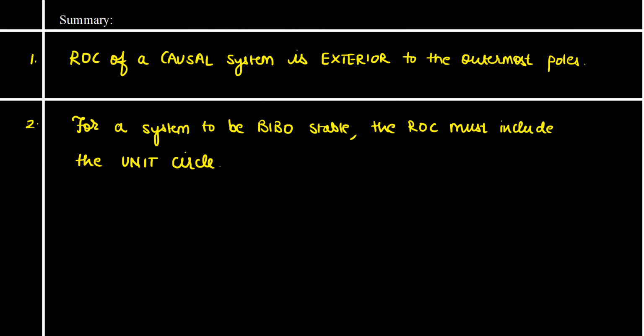Before ending this lecture, let us revise what we have studied. In this lecture, we have studied two important properties that can be interpreted using the region of convergence. We have seen that ROC of a causal system is exterior to the outermost pole, but the converse is false. We have also seen that for a system to be BIBO stable, the region of convergence must include the unit circle. Let's stop here. Thank you.